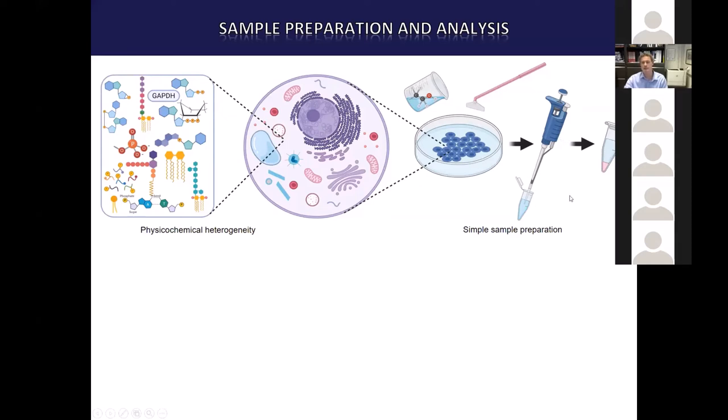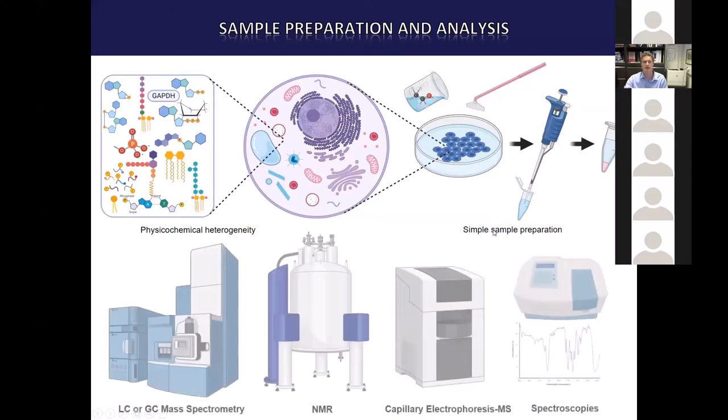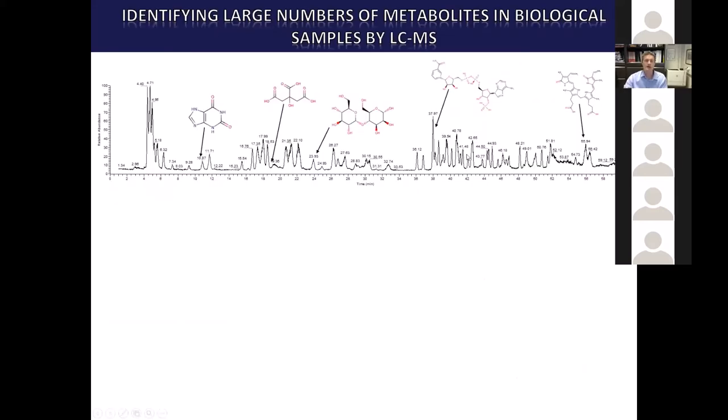But once we've arrested metabolism and captured that small molecule profile, we then need to analyze it. I mentioned mass spectrometry for this, and I've just shown a few other techniques that are used in metabolomics as well, but we'll focus for the rest of this talk on liquid chromatography mass spectrometry, from the work that we do.